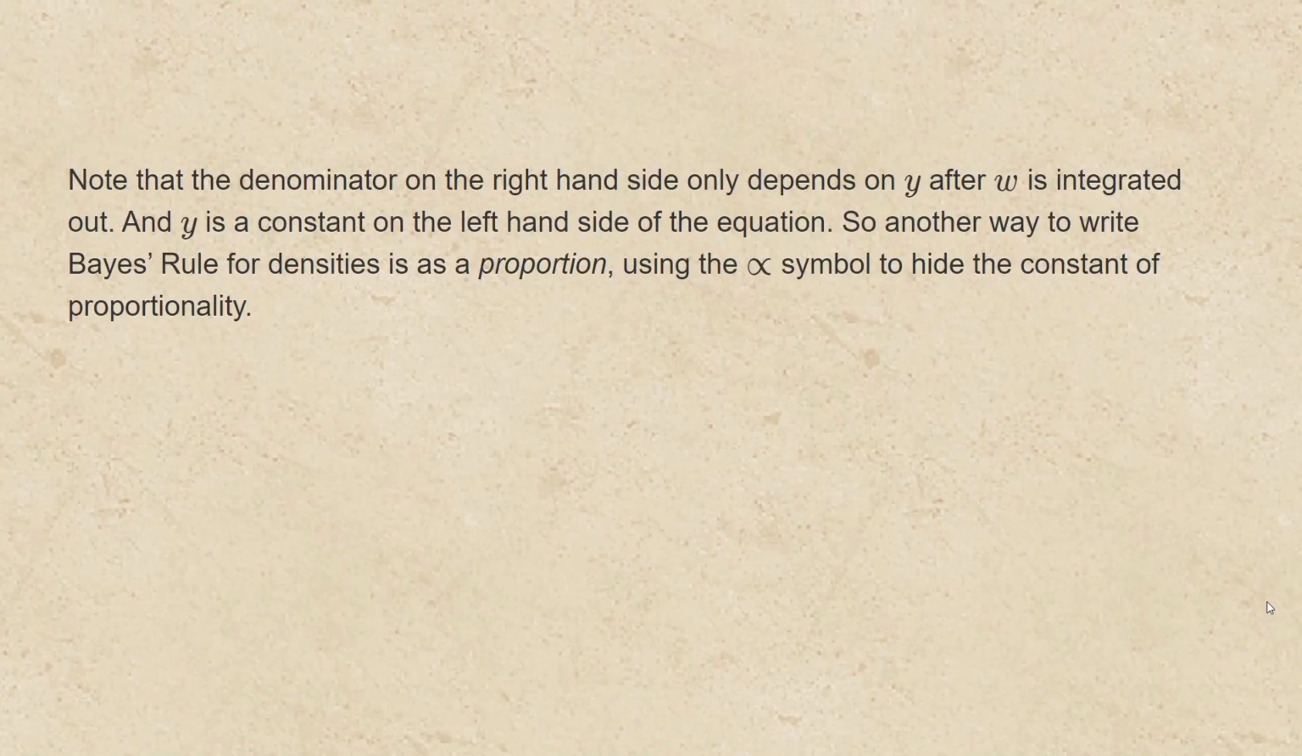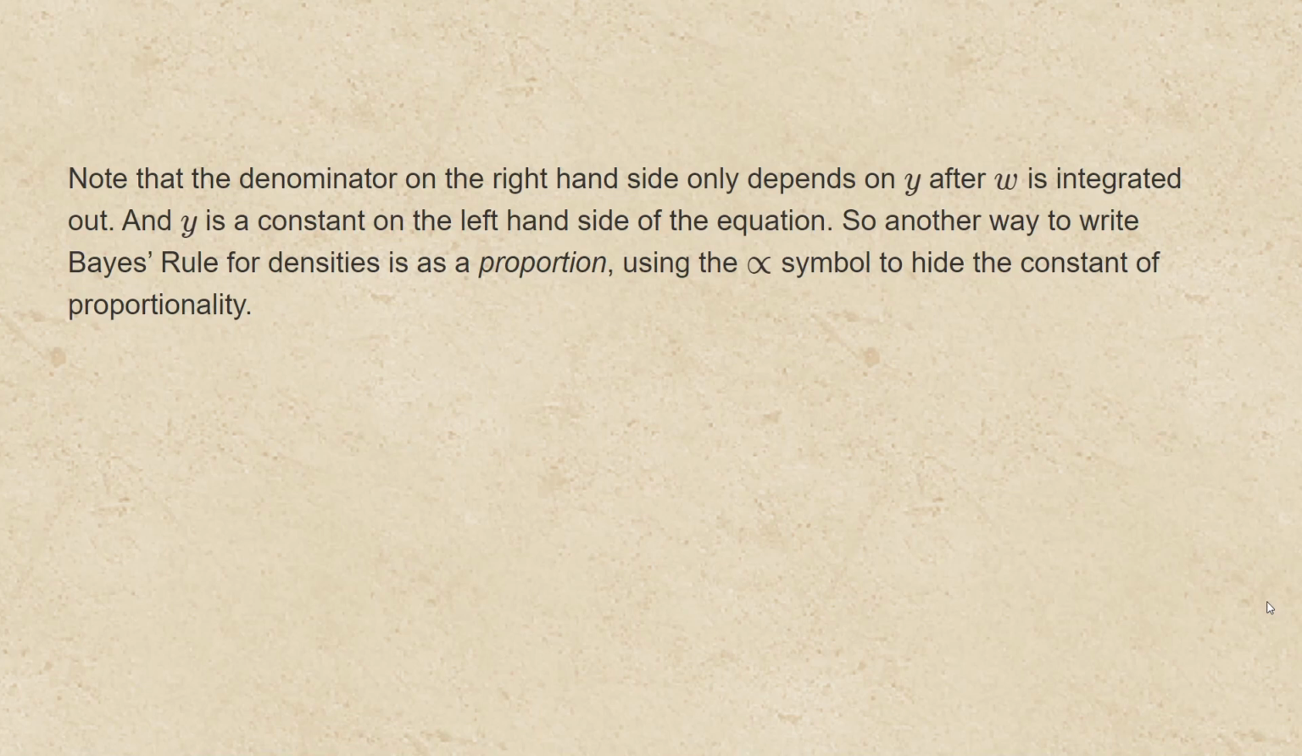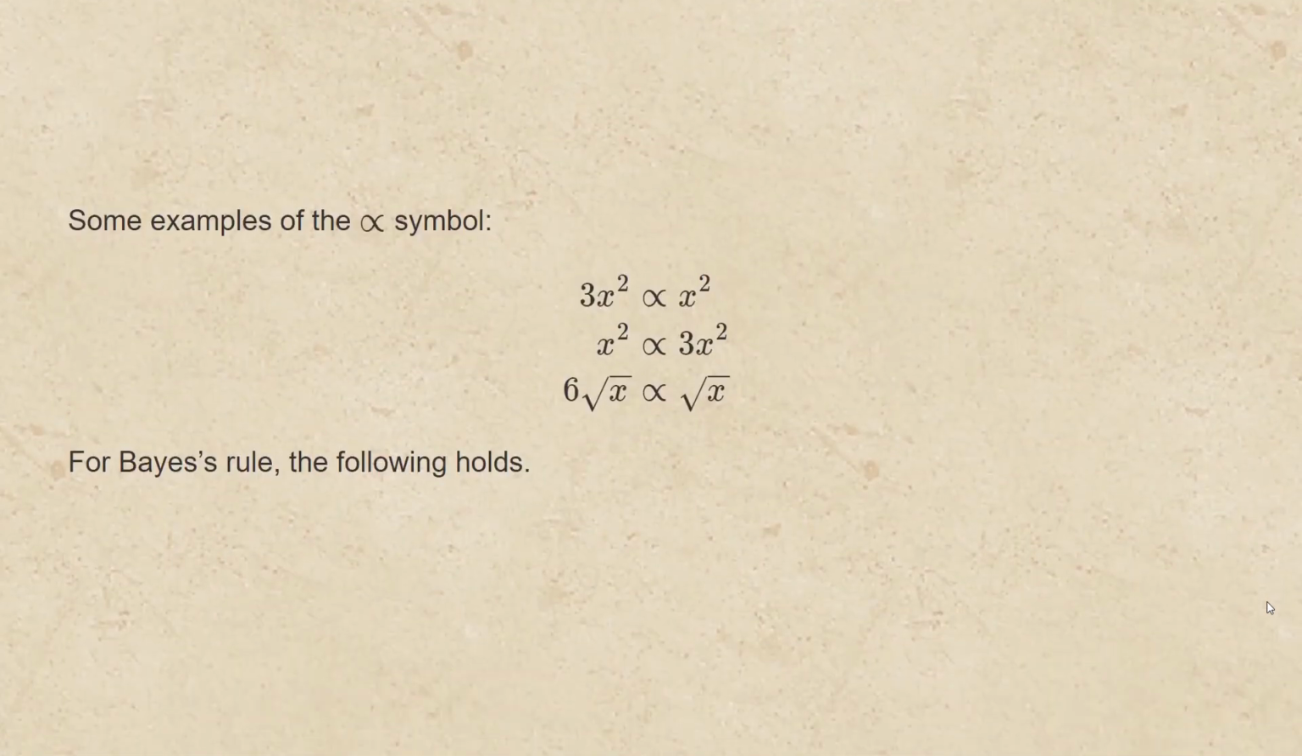Note that the denominator on the right-hand side only depends on y after w is integrated out, and y is a constant on the left-hand side of the equation. So another way to write Bayes' rule for densities is as a proportion, using the proportionality symbol to hide the constant of proportionality. Some examples.